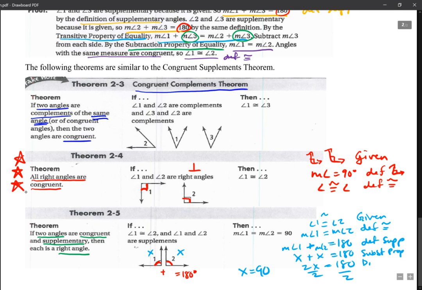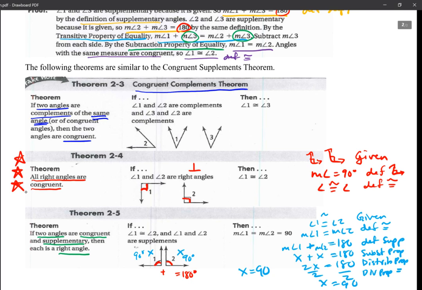Combining like terms, so distributive property. And division property of equality, right? That's x equals 90, is division property of equality. And so I can just come over here, and this is 90 degrees, and this is 90 degrees. And what do I know about angles that measure 90 degrees? They're right angles. That's just definition of right angles.